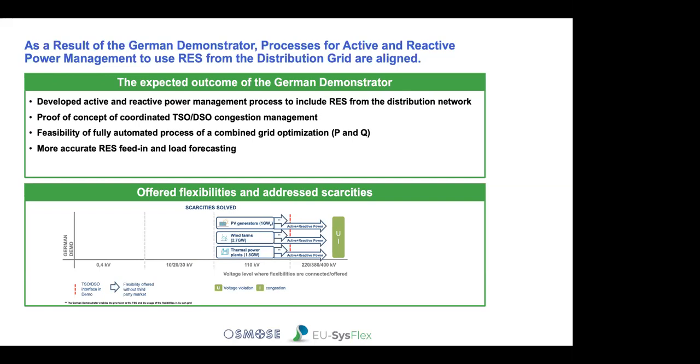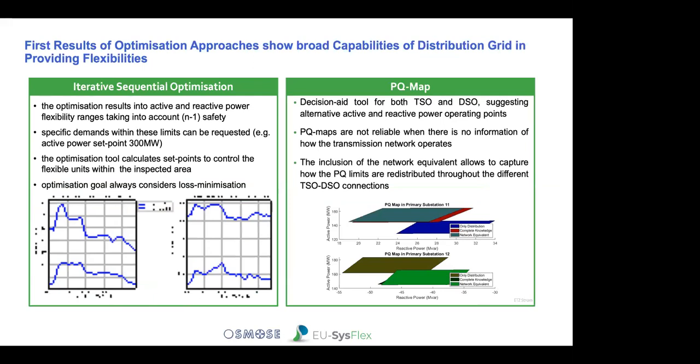So here the data is from this field test and also pre-field test data simulation. So optimization. What does this optimization do? We have two tools. On the left side, it's from the Fraunhofer tool, and on the right side, it's an Inesctec tool, and they have different kinds of approaches.